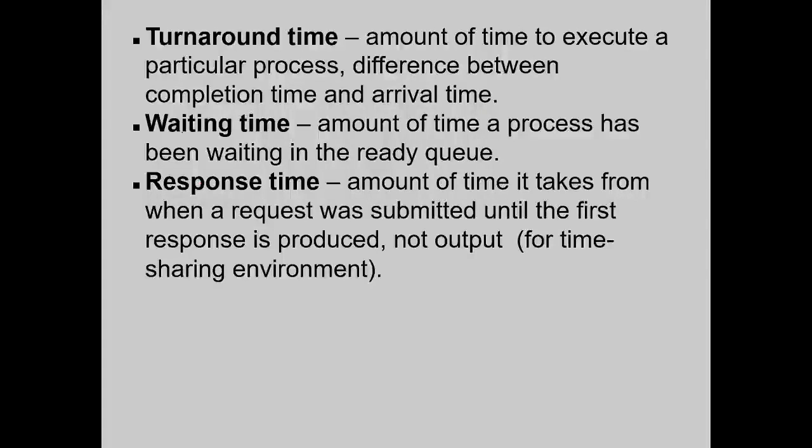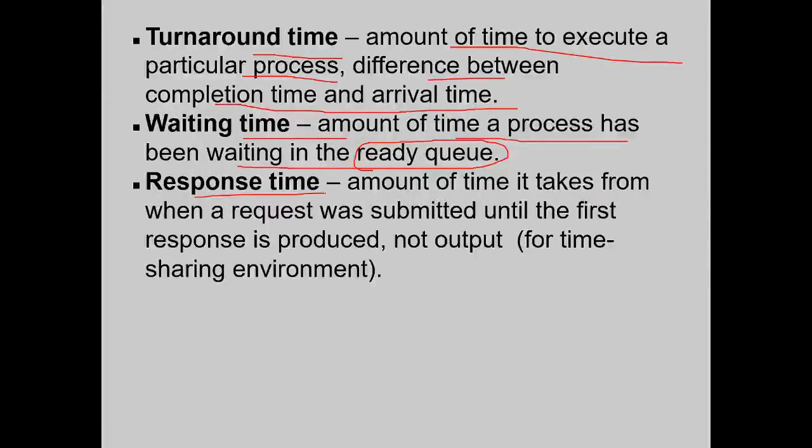Turnaround time: the amount of time to execute a particular process. It is the difference between completion time and arrival time. It finds the difference between when that process arrived, when it got the CPU, and when it completed. That difference will be calculated here. Waiting time: the amount of time a process has been waiting in the ready queue. The waiting time of that particular process is also important.